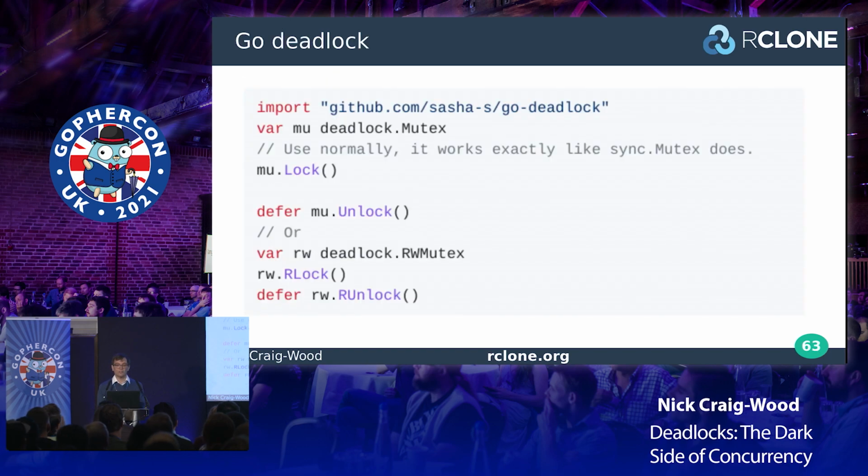Go Deadlock's very easy to use. Here's the example from its GitHub page. You just replace your sync imports with a Go Deadlock import, and when you run your code, it will give you lock ordering errors.